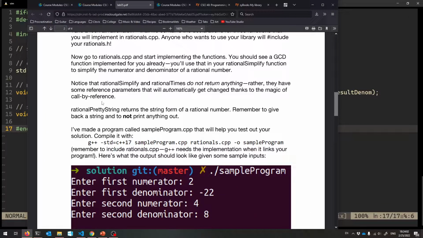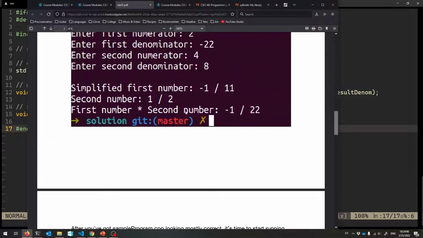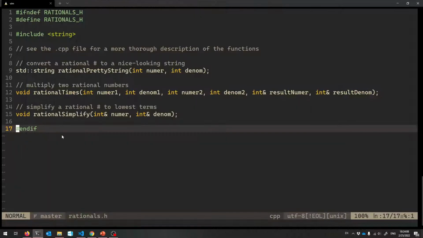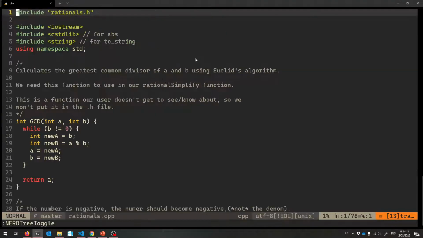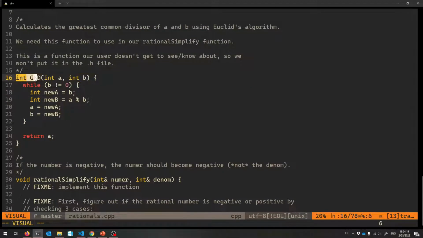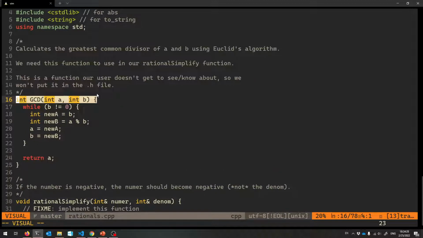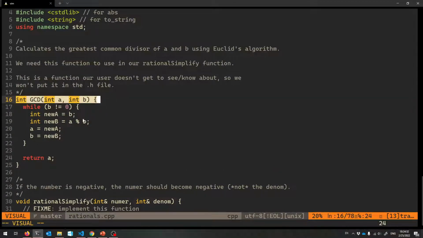So that's rationals.h, and so you're going to implement those functions in rationals.cpp, okay? And let's go and talk about those, and then we'll get into what's going to happen when you run it. So here's rationals.cpp. I have given you a helper function called GCD, right? We've talked about this before. It calculates the greatest common divisor of 2 numbers, and that's going to be helpful when you simplify your fractions, your rational numbers. You use the GCD to help simplify your fractions.